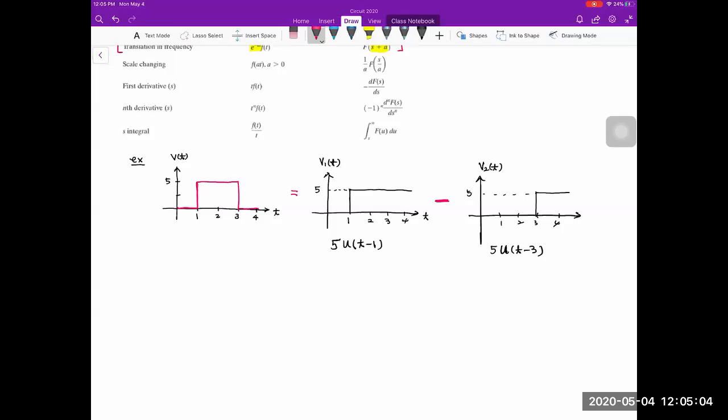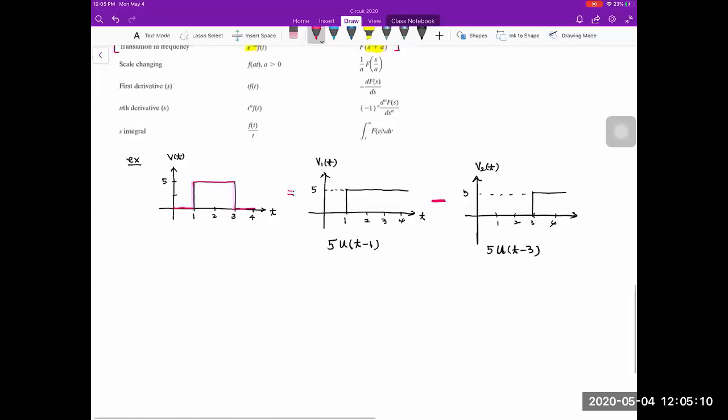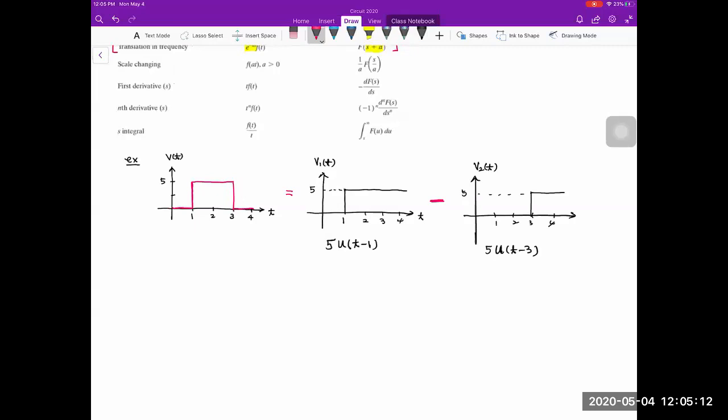So how can I represent this v sub t? I can represent v sub t in terms of the right-hand side, these two figures, meaning I can represent this function in this way. This is the equation to represent a function of v sub t, like a switch turned on at 1 second, which only lasts for 2 seconds and then you turn it off. This is a function to represent that.